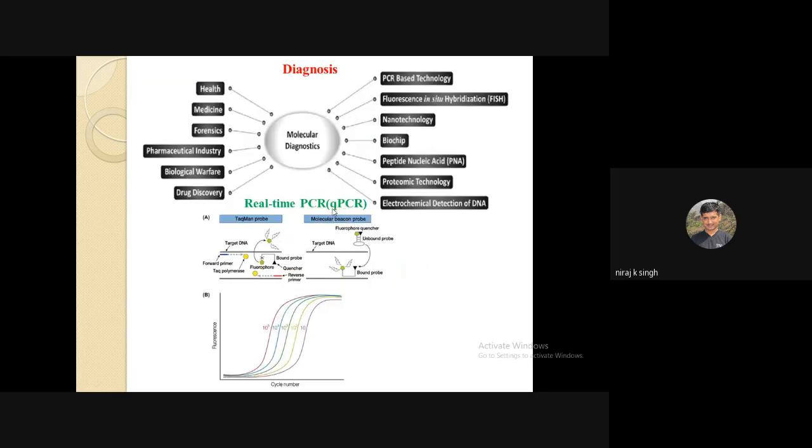Second is diagnosis. You know, prevention is better than cure. So first, if an outbreak is there, you know, everyone has passed through this COVID pandemic, the isolation, quarantine. Why is this in practice? This is in practice to prevent further spread.